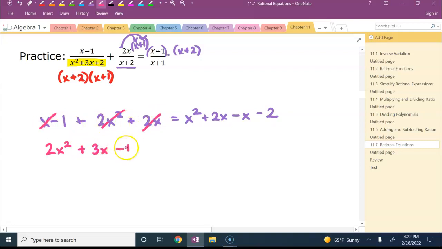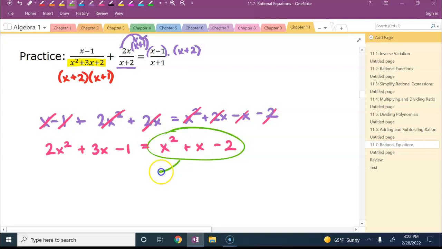And then I have minus 1 equals, over here I have x squared plus x minus 2 when I combine those terms. Now let's get everything on one side of the equal sign here. So I'm going to take all of these terms and push them over to the left-hand side. So I'm going to subtract x squared, subtract the x, add the 2. So this would have come out to be x squared plus 2x plus 1 equals 0.